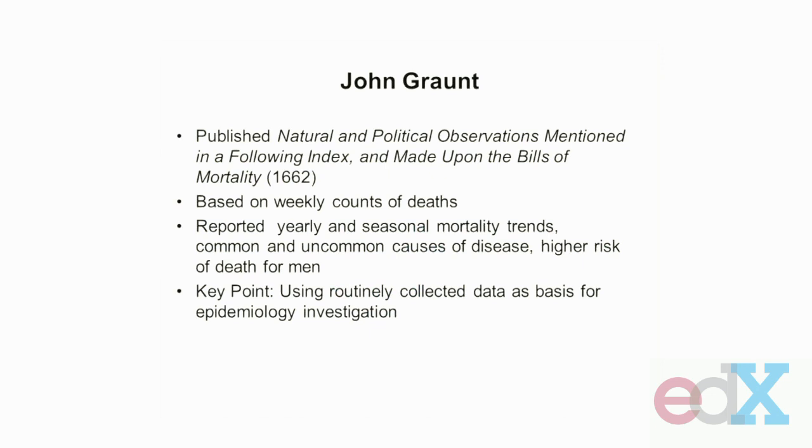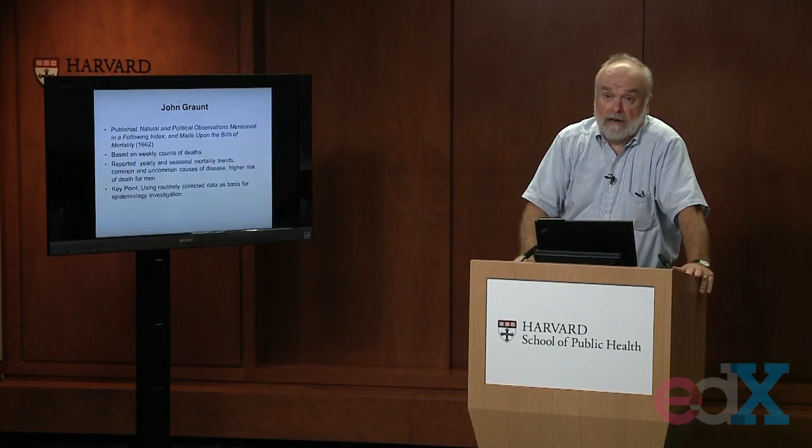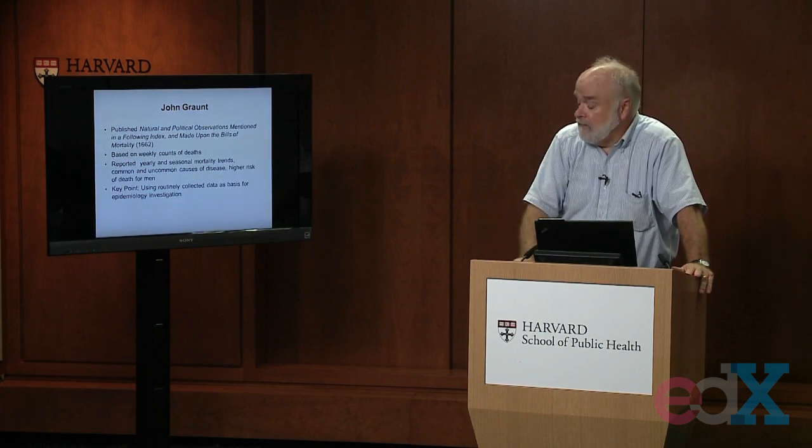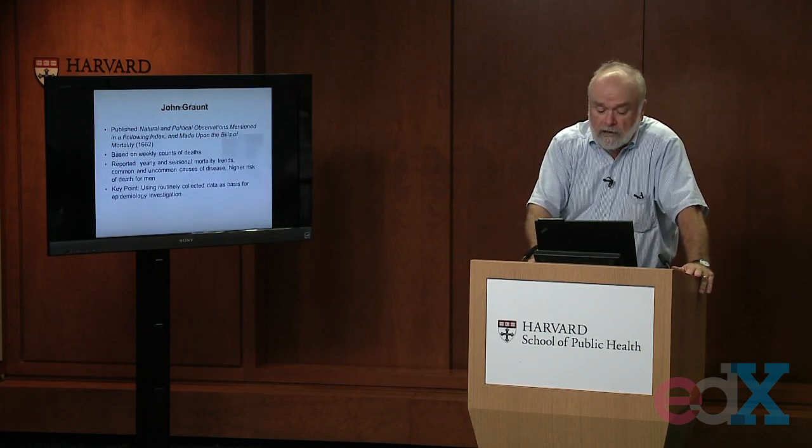The key point I want to stress in John Graunt's work was the use of routinely collected data, collected for an entirely different purpose, just reporting who was dying and what they were dying from. And from those data, try to glean information between potential associations, between determinants and the mortality and the causes that people died from.